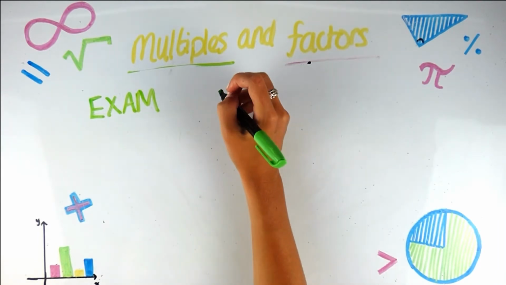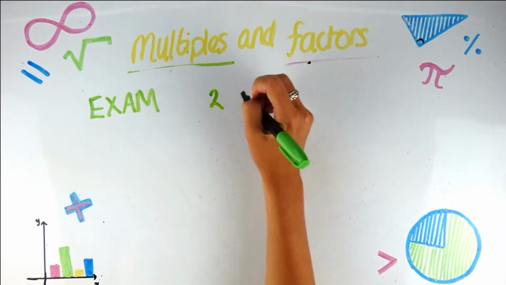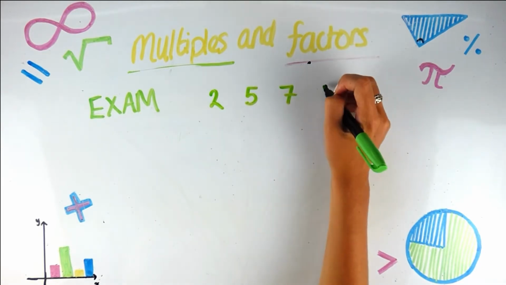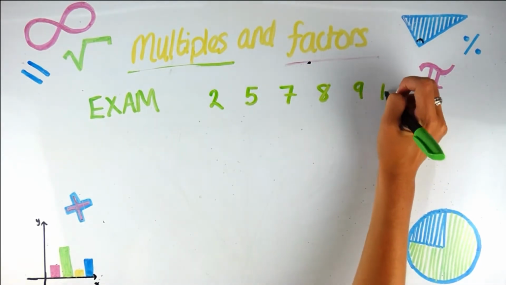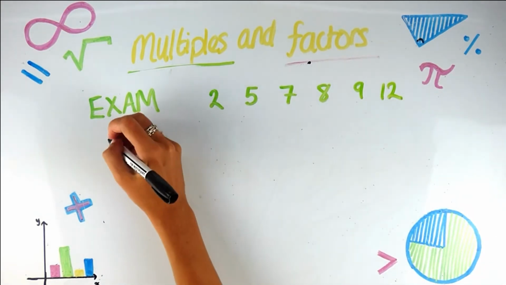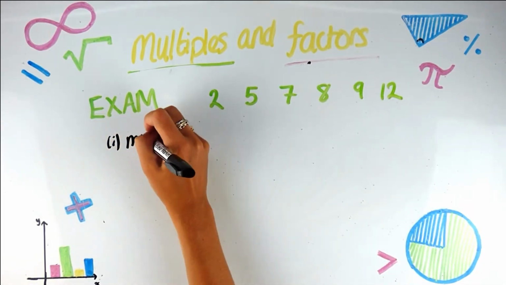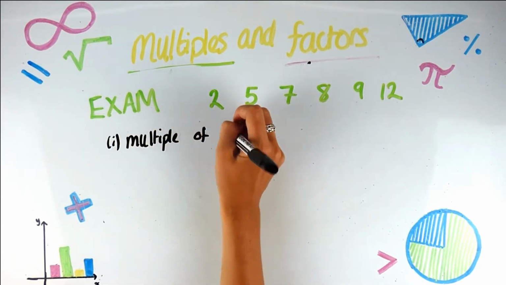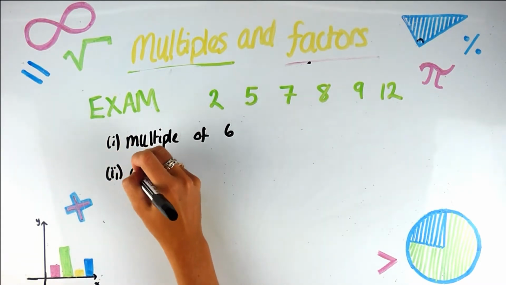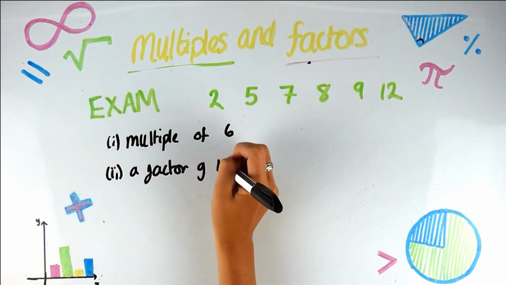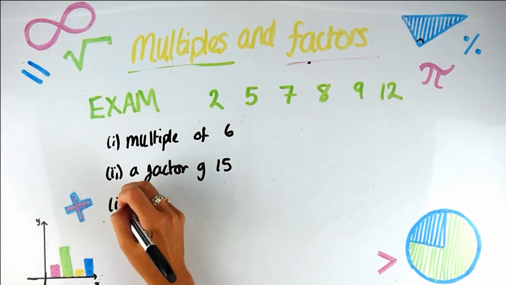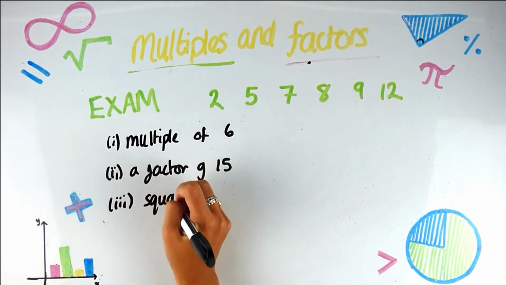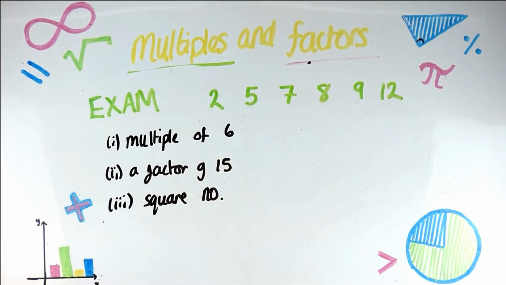So they would give you a list of numbers. So I'm going to say 2, 5, 7, 8, 9, 12, and then it asked you, this is actually a real-life question, I'm not making this one up, for a multiple of 6, a factor of 15, and a square number. So this is why you need to know what these mean. Okay, so first of all, let's look at part one, a multiple of 6.